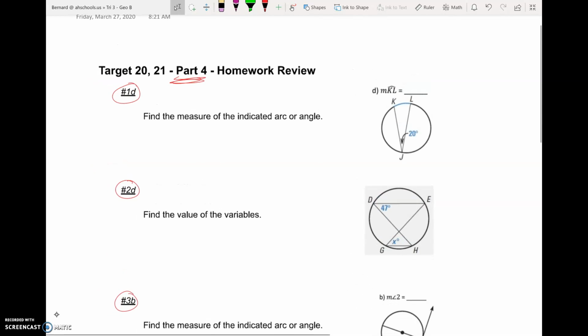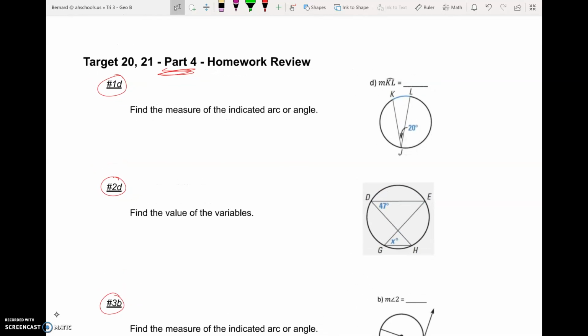Now, remember, the entire part 4 of our notes packet dealt with what we call inscribed angle. And I'm going to use this example over here, 1D, to try to show you what that is. Remember, an inscribed angle is any angle that is formed on the edge of our circle. And what we found was our angle that's on the edge of the circle is half of the arc it creates.